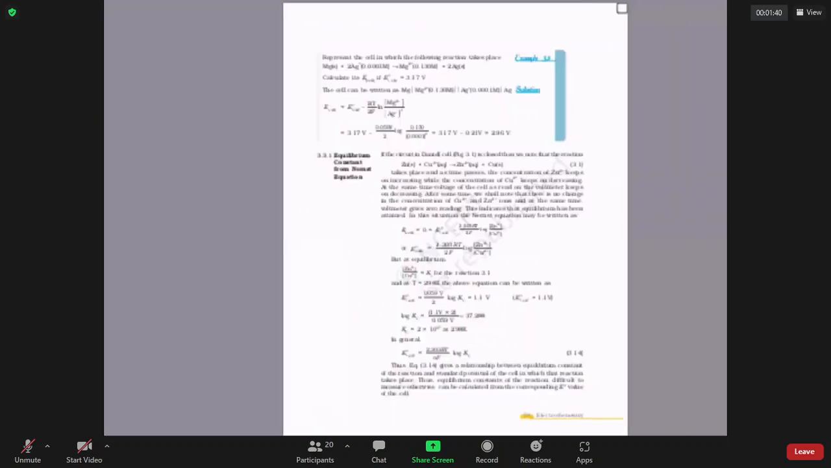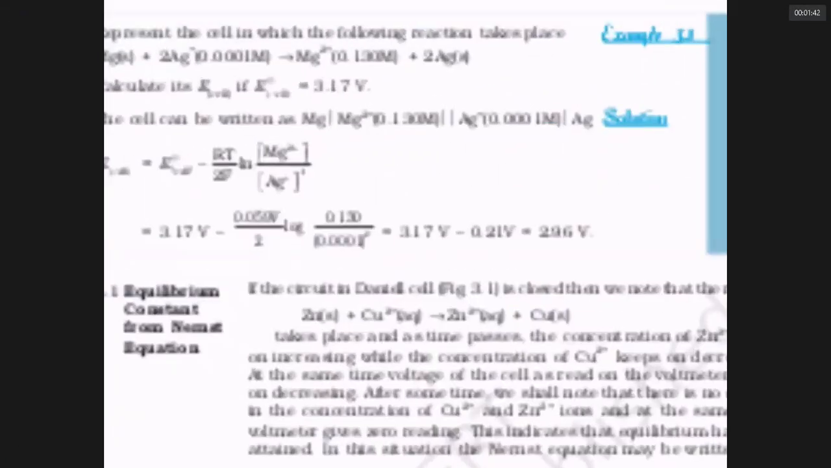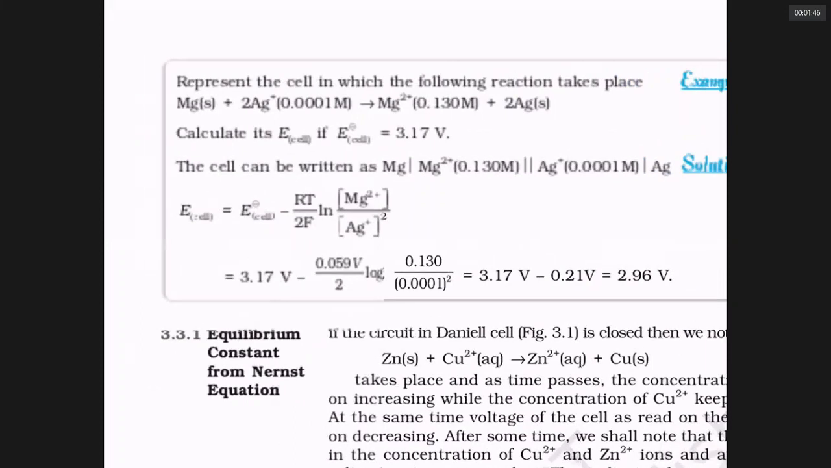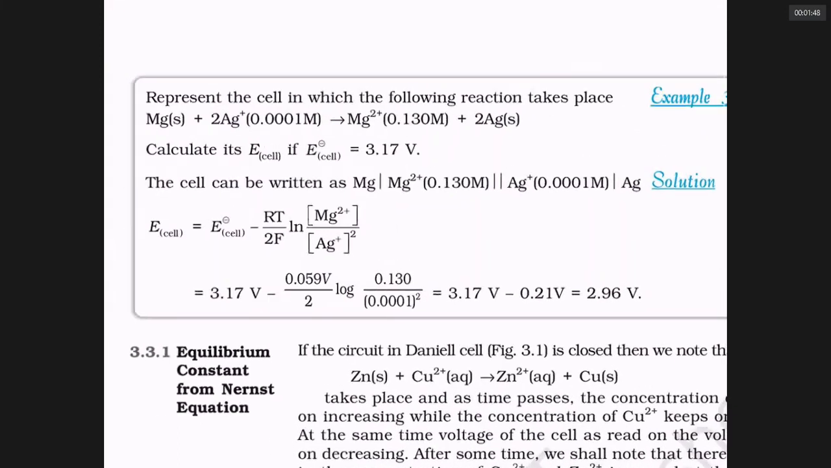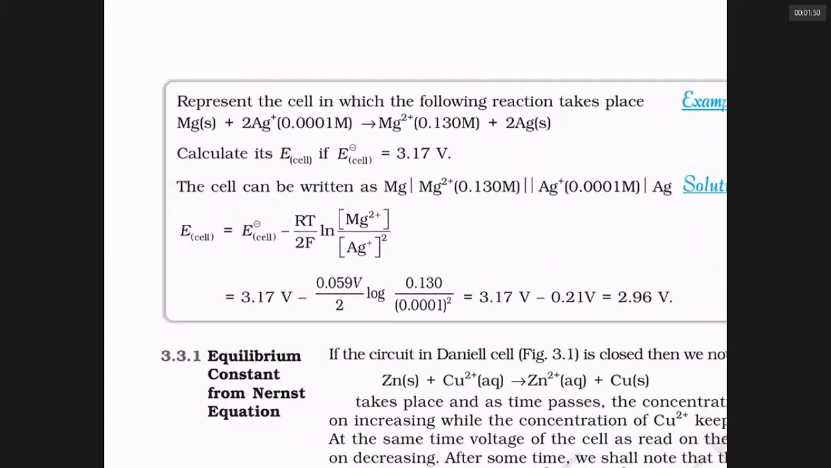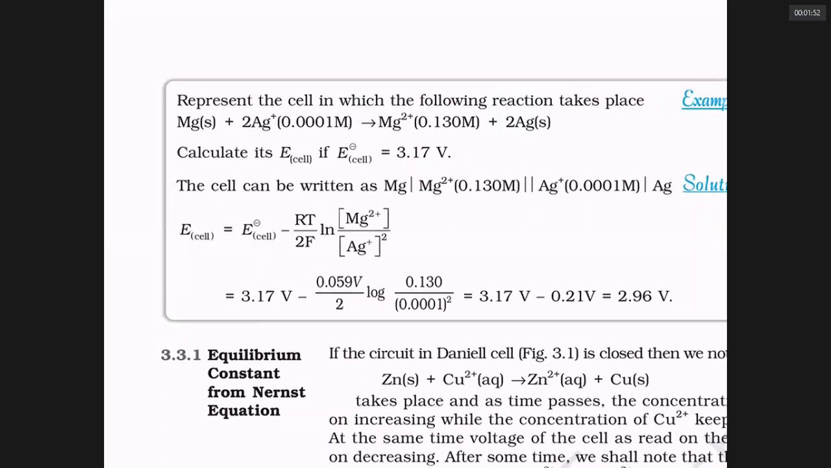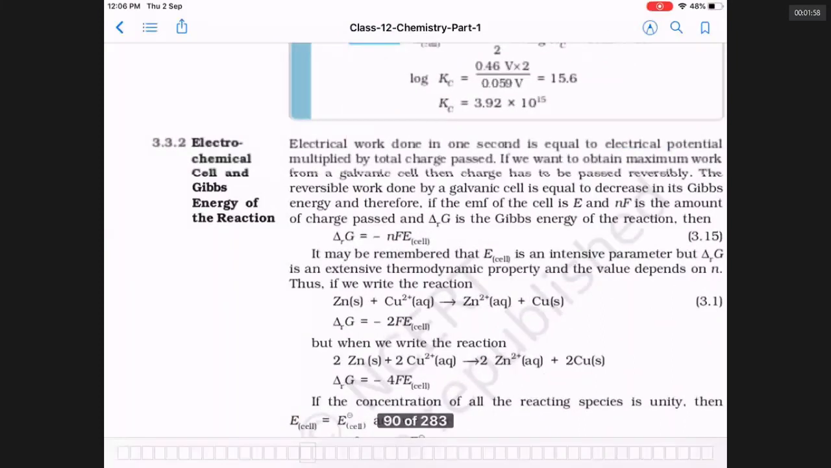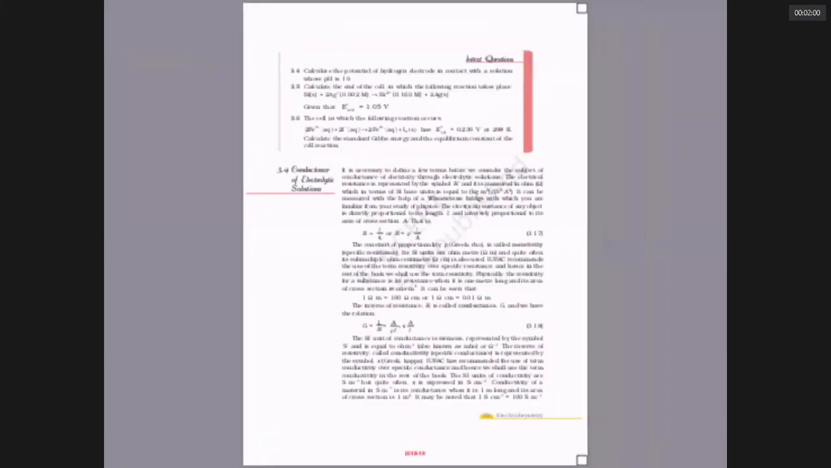It is up to the Nernst equation. Only elementary ideas of the Nernst equation, up to 3.3.0 end. No equilibrium constant problems; those we take up tomorrow anyway. And then we go to Faraday's laws. The conductance is not required.